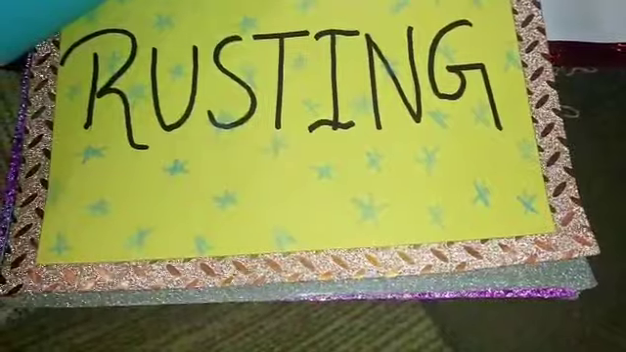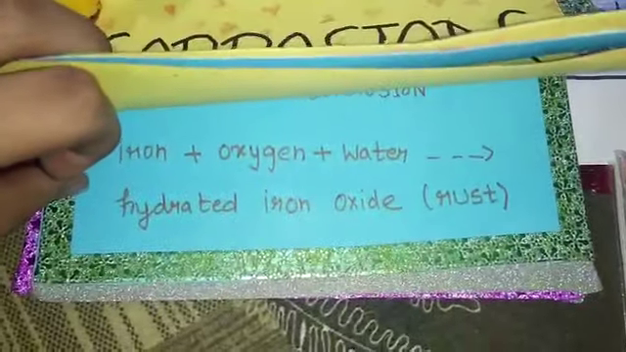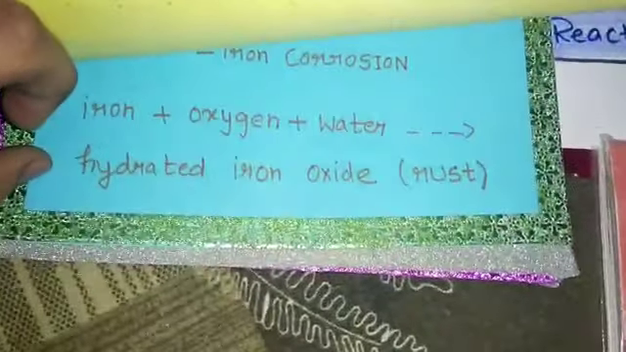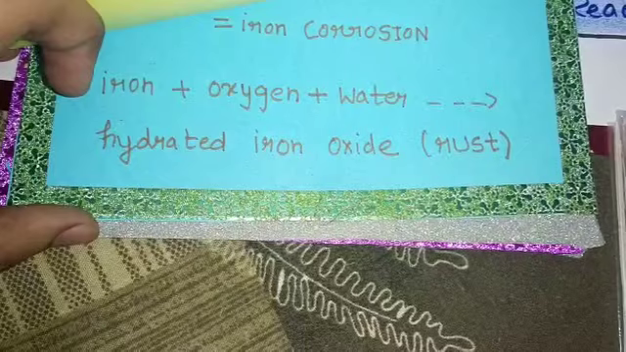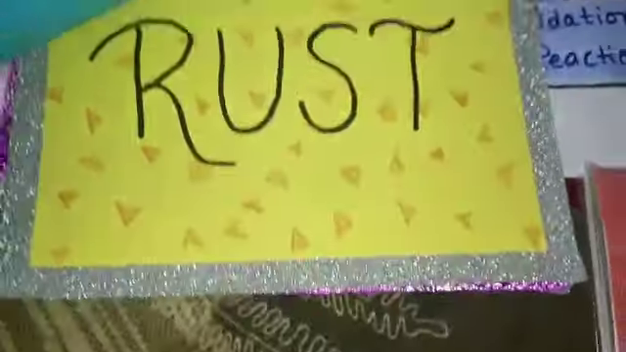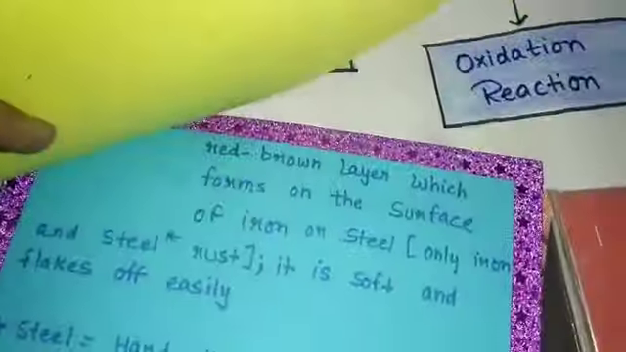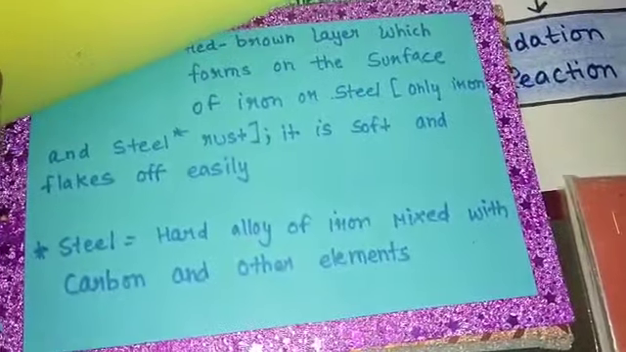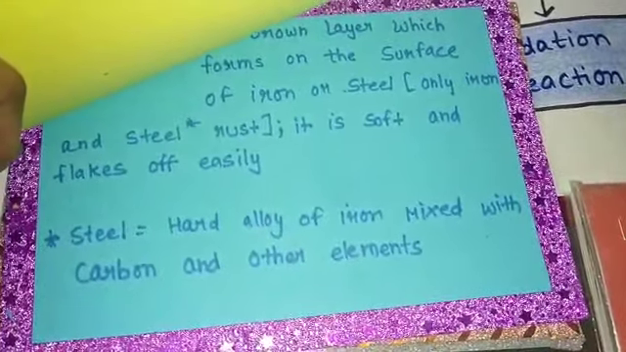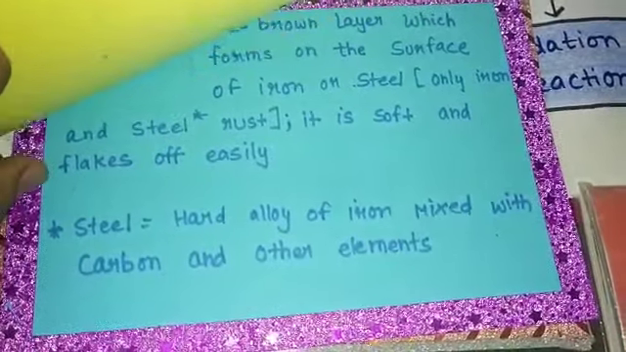Similarly, on the next I have mentioned the process of rusting. So here is iron corrosion: iron plus oxygen plus water forms hydrated iron oxide, which is your rust. And then I have mentioned about the rust as well. As you can see over here, it is a red-brown layer which forms on the surface of iron or steel, only iron and steel, that is rust. It is soft and flakes off easily.